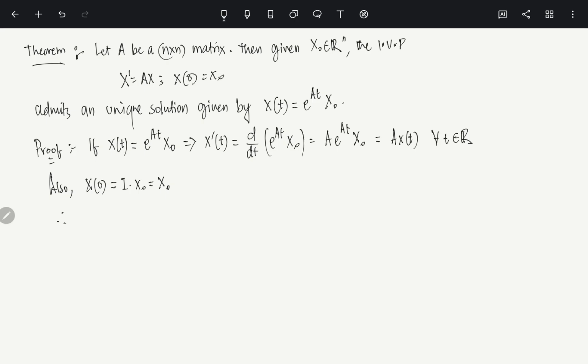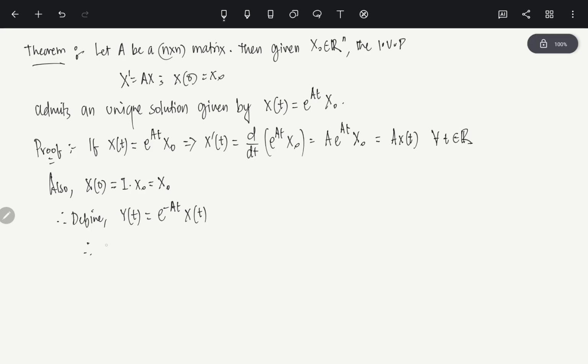Of course, you can use directly Picard's theorem, and you can say that this has to be the only solution. Without Picard's theorem also you can prove. Let's just look at that proof. Okay, so what we do is you define y of t to be e to the power minus At times x(t). You see, similar sort of thing we did in the last video also, if you remember.